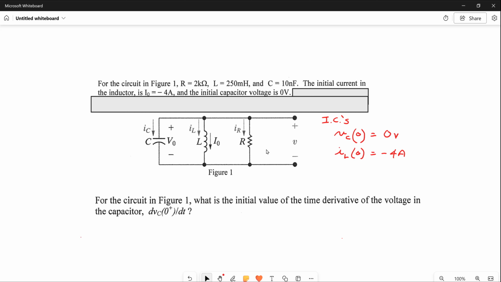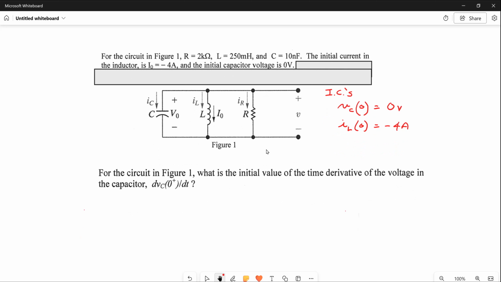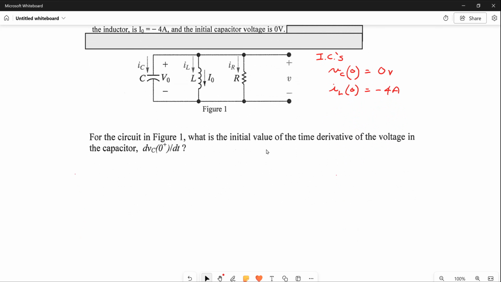You always have an initial condition voltage with the capacitor, and you always have the initial condition current with the inductor. They're not going to give you voltage across the inductor, and they're not going to give you current to the plates of the capacitor. It's always voltage with the capacitor, current with the inductor. What we want to do here, if you take a look, is for the circuit shown, what is the initial value of the time derivative of the voltage across the capacitor.